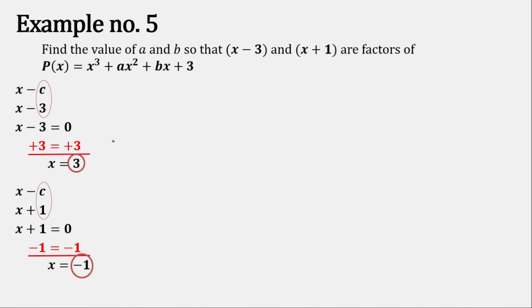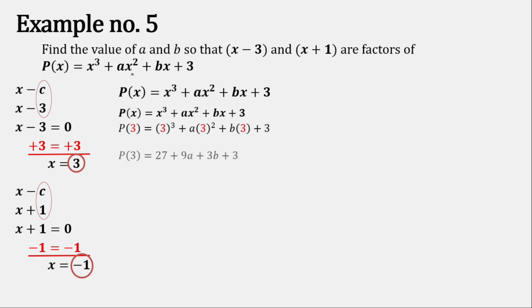So now let's try to substitute this into this polynomial. After that, we will equate that to 0 because we know that if this is a factor of this polynomial, then the answer should be equal to 0. So let's rewrite the polynomial. After rewriting, let's substitute 3. Then let's evaluate, and let's have this, and let's equate it to 0.